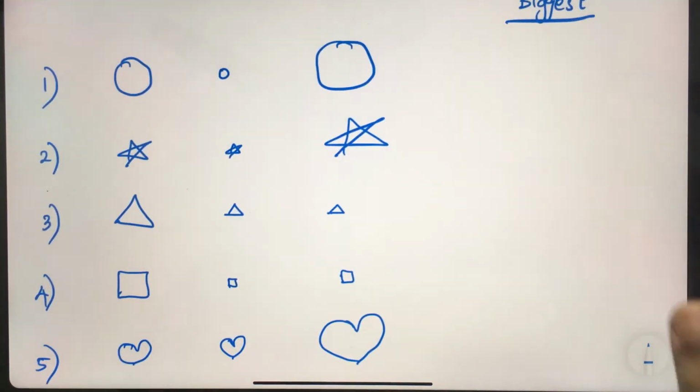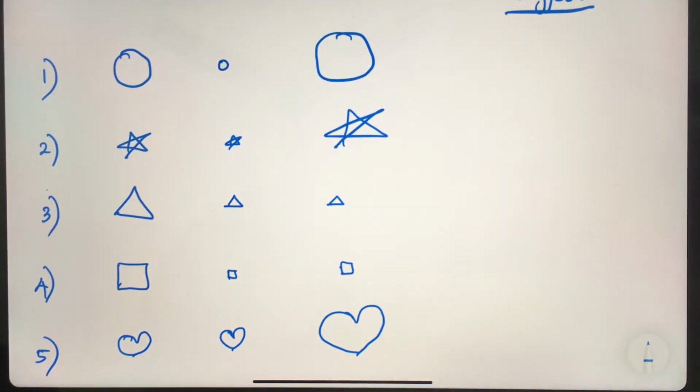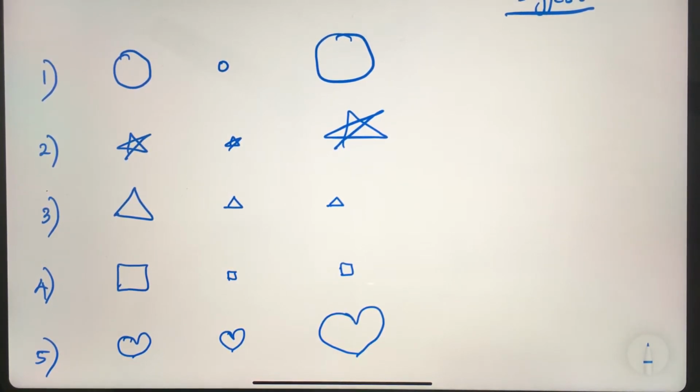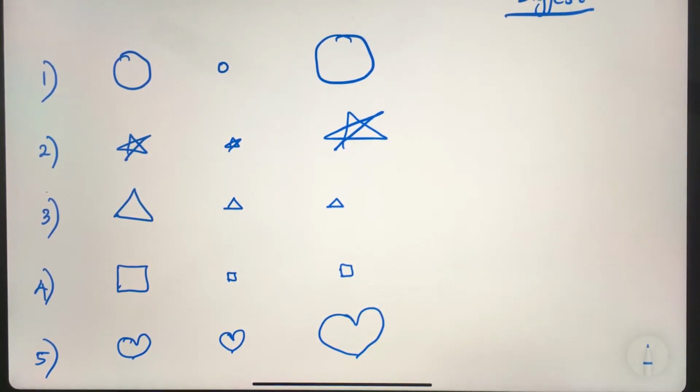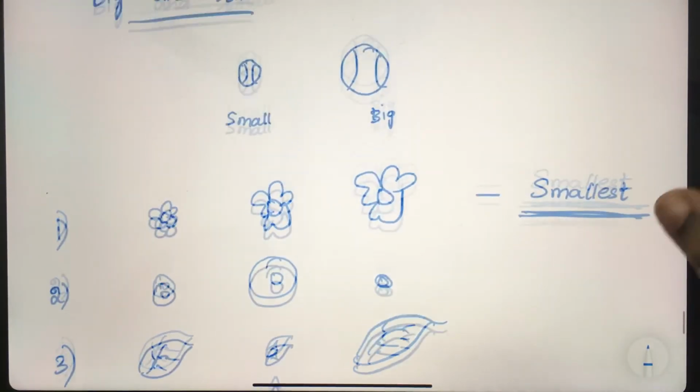So this is the biggest. In a similar way, you can give a lot of objects for them, like introducing fruits, vegetables, and fun activities, or anything of your kid's choice. So this is biggest and smallest.